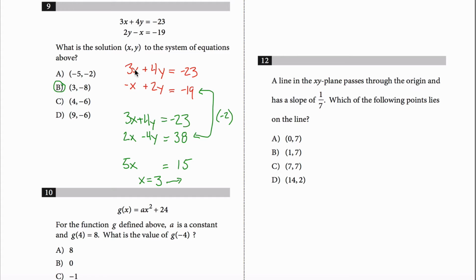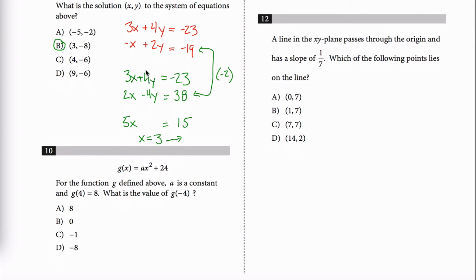3 times 3 gives me 9. 9 plus 4y equals -23. Subtract 9 from both sides, you get 4y equals -32. And you divide both sides by 4, and you get y equals -8, which sure enough matches up here. But you didn't need to check all that because x was unique.